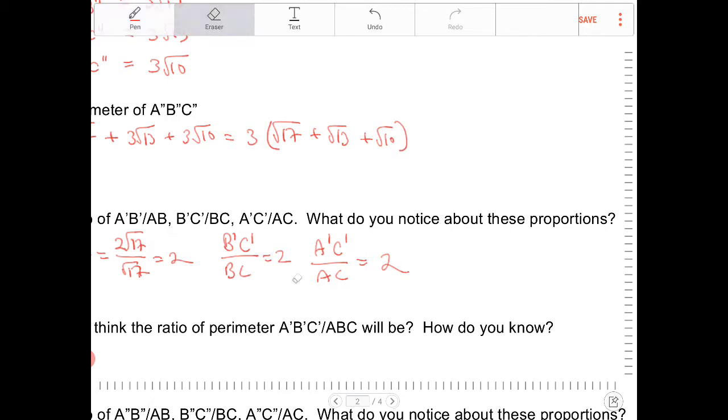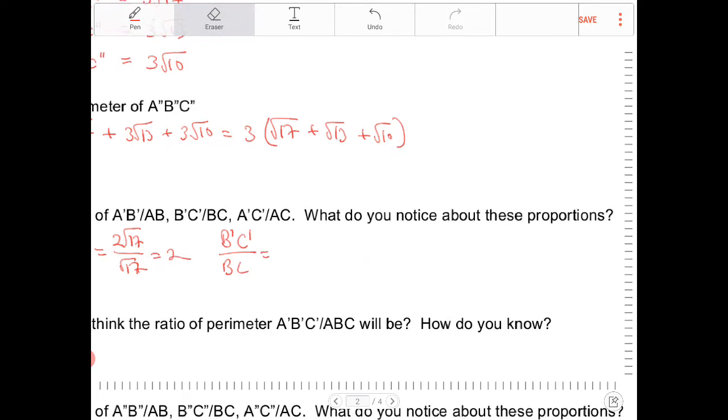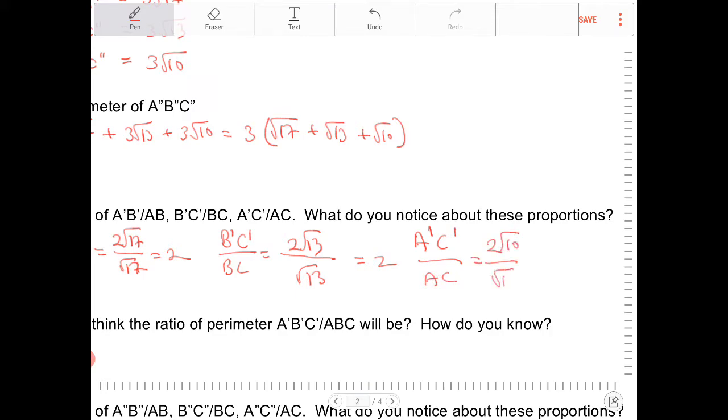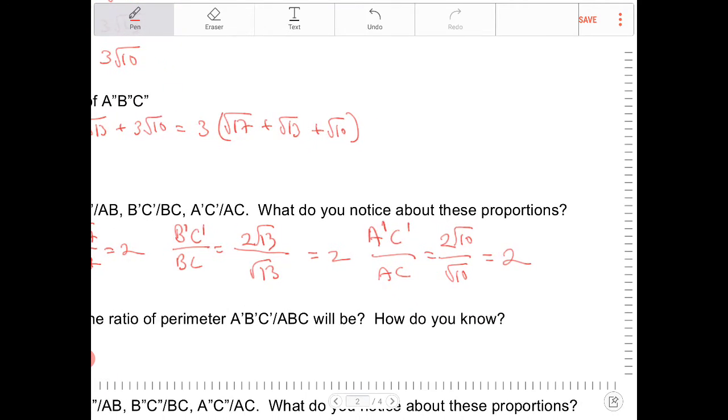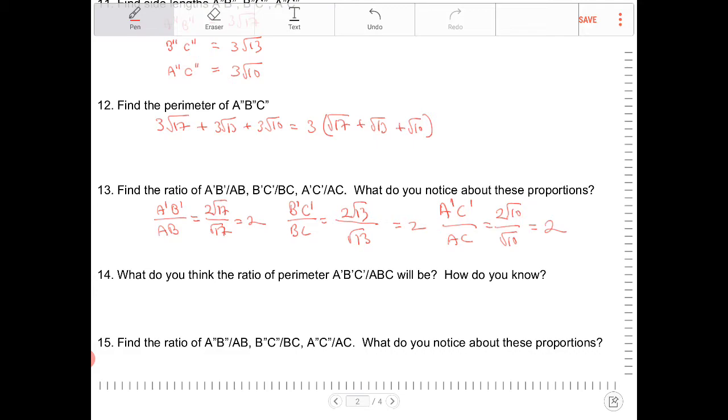And actually, you know what? I'll just write it out. Spell it out even clearer. 2 square root of 13 over square root of 13. A prime C prime over AC: 2 square root of 10 over square root of 10. And that's again 2. What do you notice about these proportions? They equal the scale factor. Proportions equal scale factor.